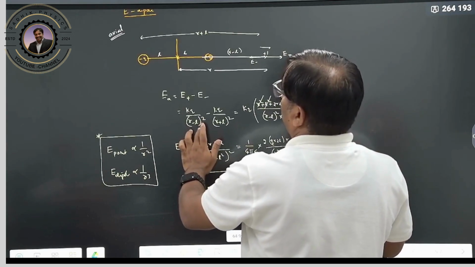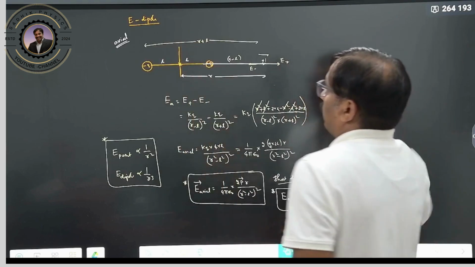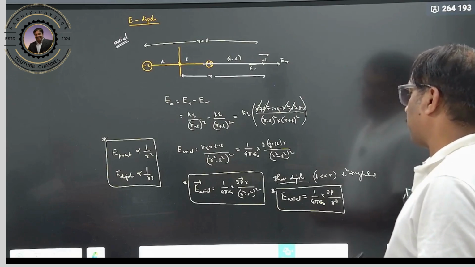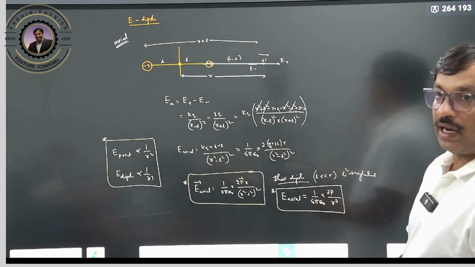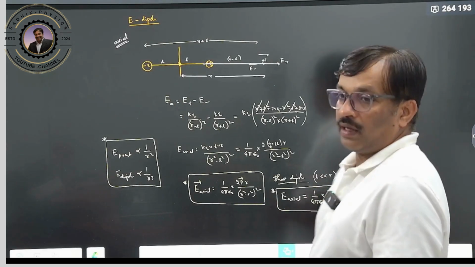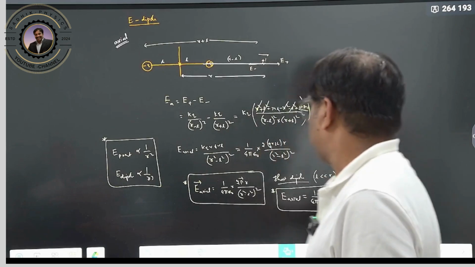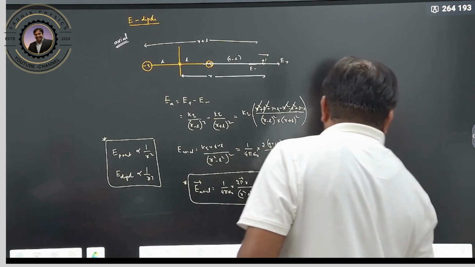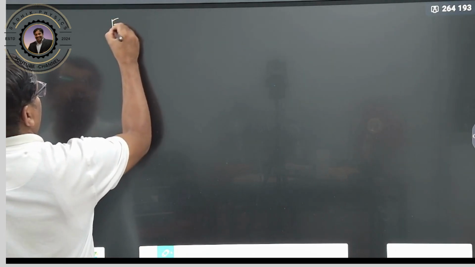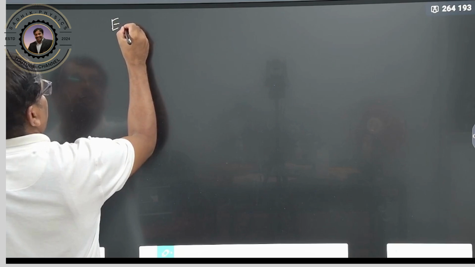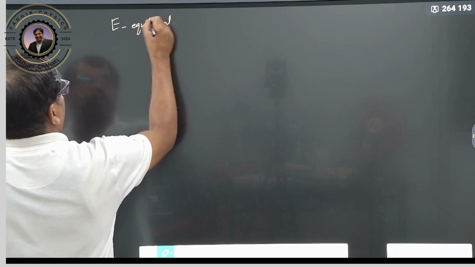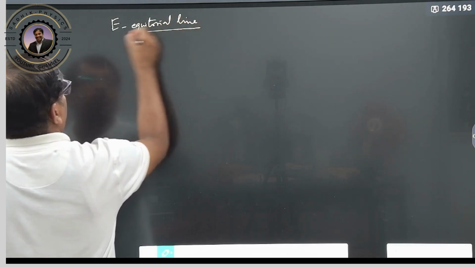So electric field due to the dipole along the axial line, right? Now this formula you need to remember: electric field due to the dipole along the axial line is 1 by 4 pi epsilon naught into 2p by R cube. Similarly, electric field due to the dipole along the equatorial line. What is this equatorial line?